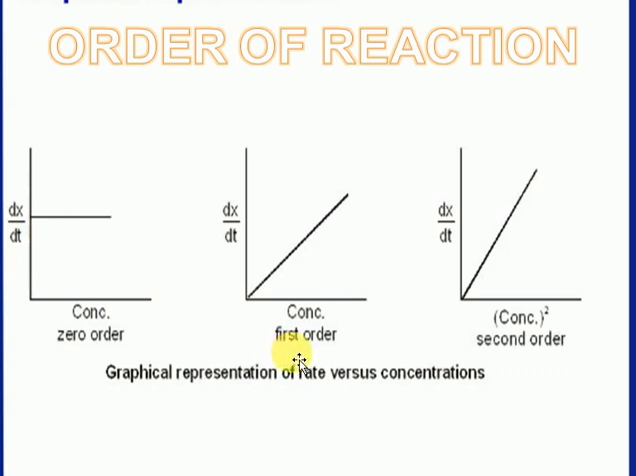For first order, what happens? In first order, the rate of reaction depends upon concentration only. Whenever concentration increases, the rate of reaction increases only. Second order, what happens there? Whenever the concentration increases, the rate of reaction also increases only. These graphs are very, very important. When you see a constant value, it means concentration and rate are independent only. Concentration and rate are not dependent on each other only.